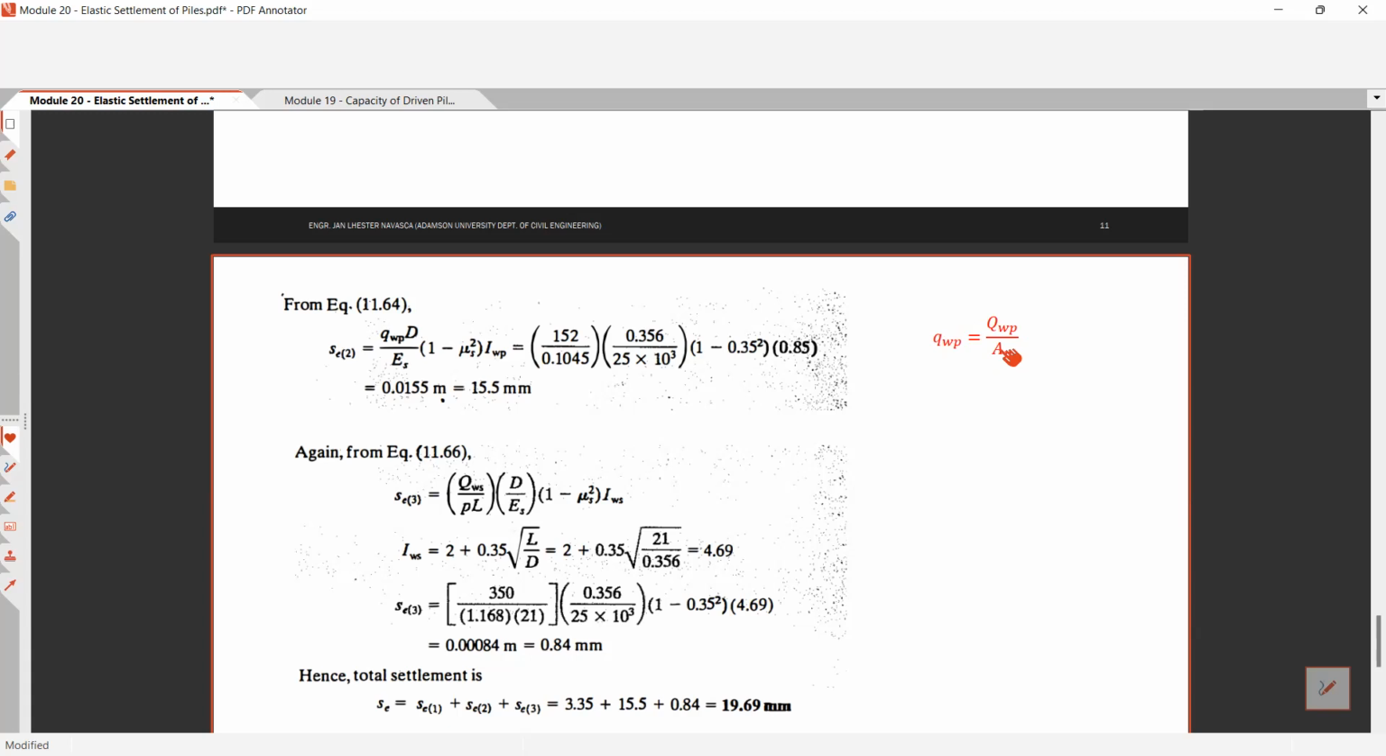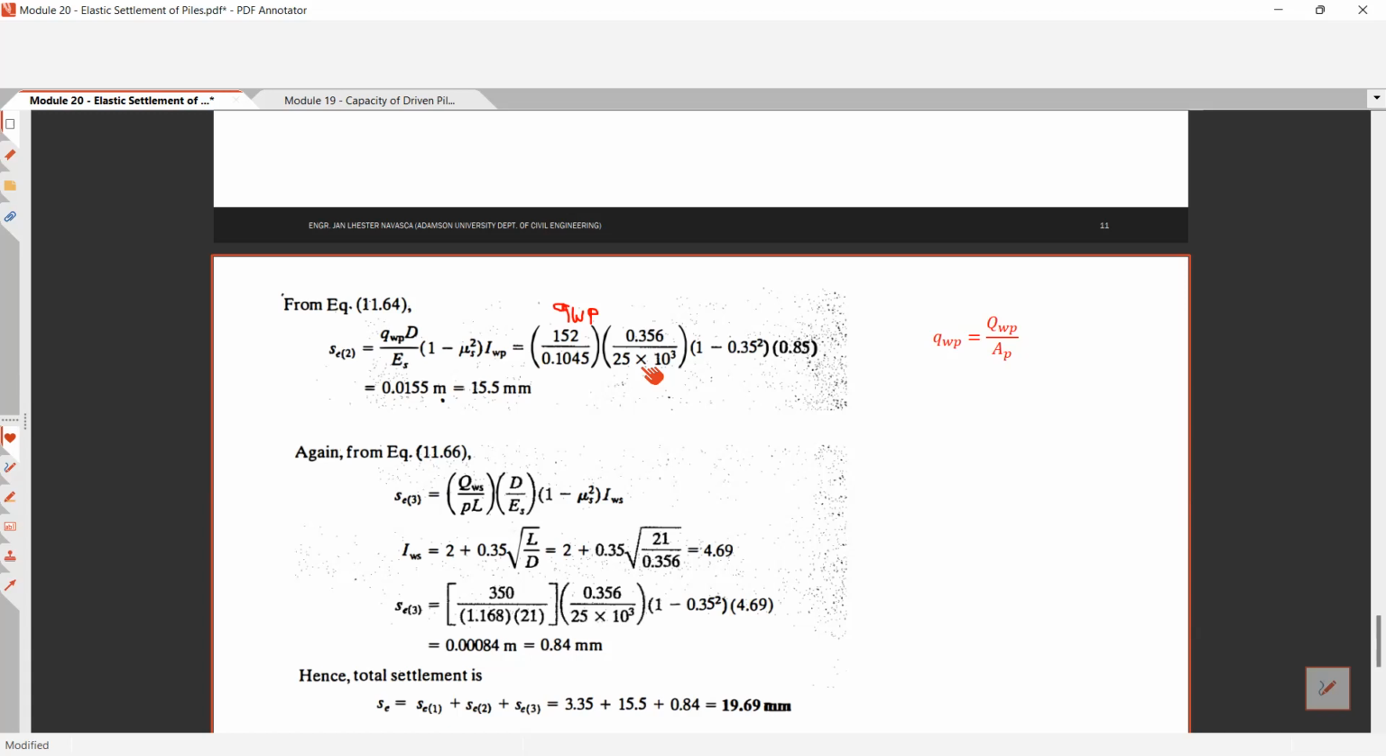Therefore, your Q sub WP is 152 divided by 0.1045. Next, your D over ES. Ito yung D mo, which is 0.356 meters. Your ES, modulus of elasticity of the soil, is 25 times 10 raised to 3. And your mu S is 0.35 and the influence factor is 0.85. Pretty straightforward answer. Again, the SE sub 2 is equivalent to 15.5 millimeters. Walang problema dito sa problem. Madali lang rin siya i-solve, kailangan niyo lang talaga yung understand yung mga values.